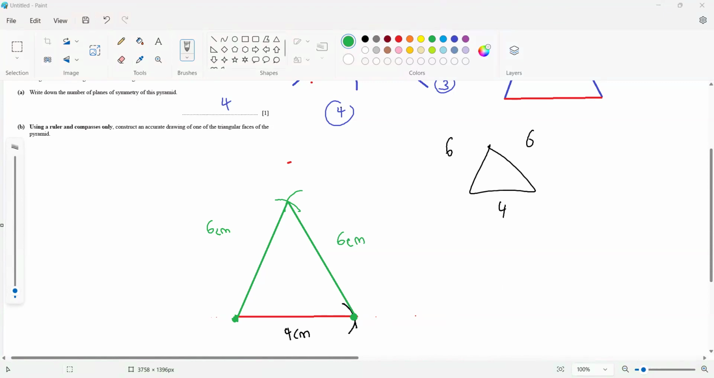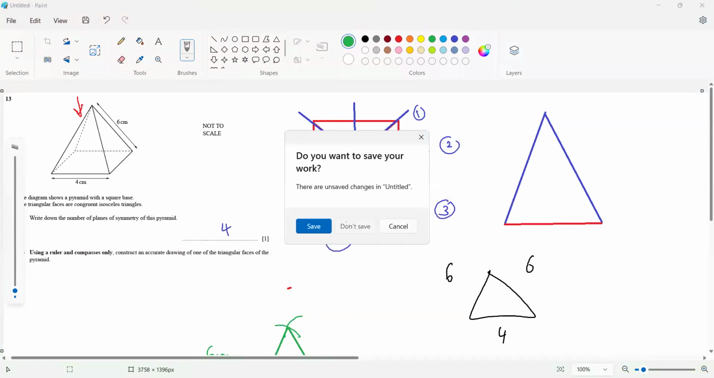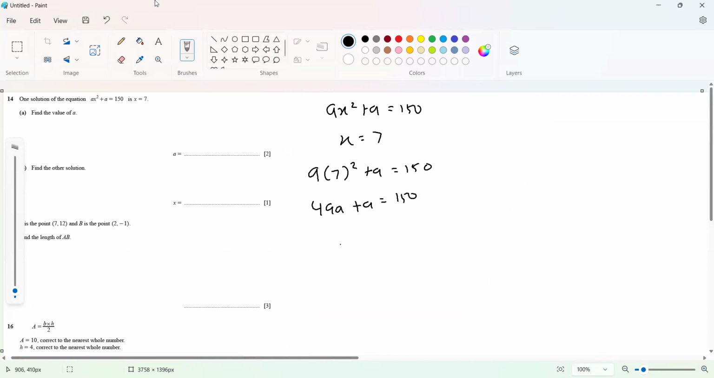So in question 14, one solution of the equation ax squared plus a equals 150 is x equals 7. Find the value of a, right? So in this case, one of the solutions is 7. So ax squared plus a equals 150. When x equals 7, a times 7 squared plus a equals 150. 49a plus a equals 150. 50a equals 150. a equals 3. So straight away we have a equals 3.